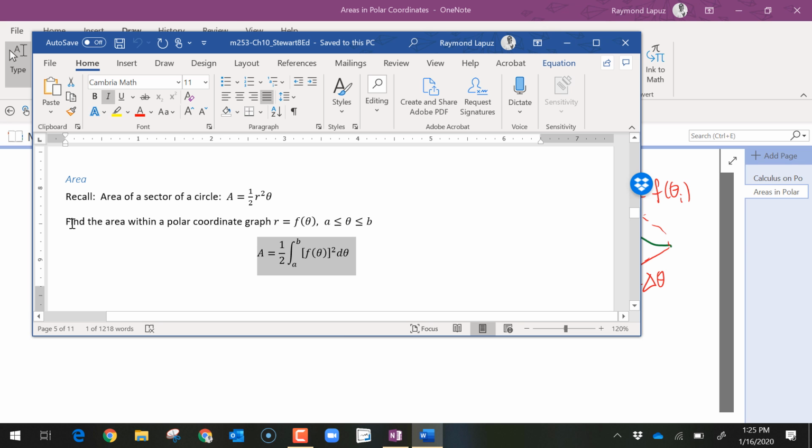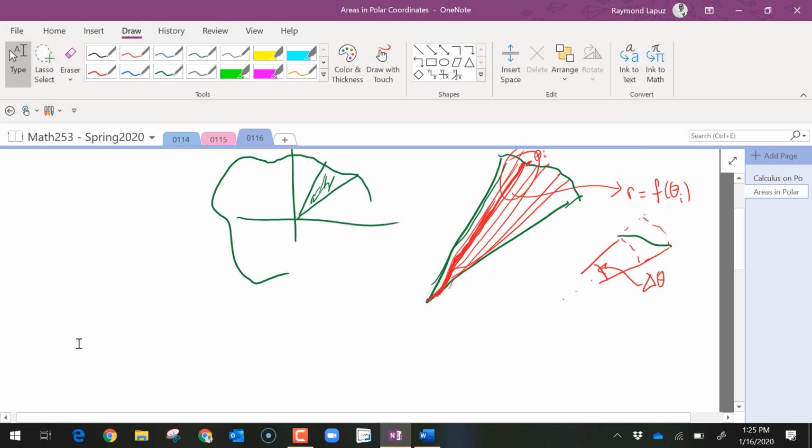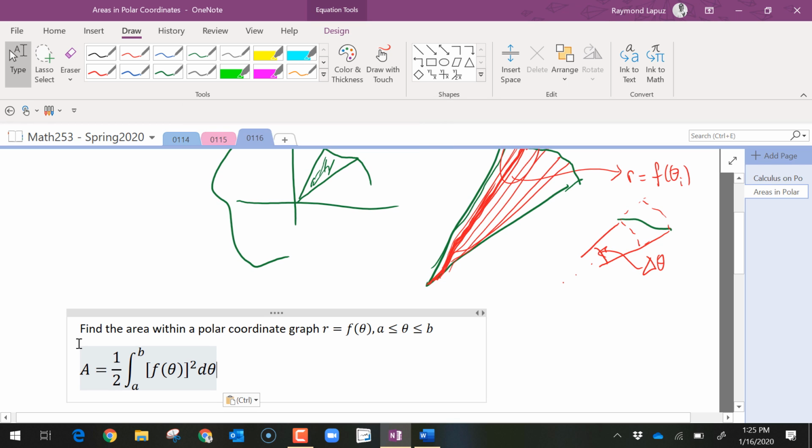So the area within a polar coordinate graph, r equals f of theta, for theta going from a to b, is going to be the 1/2, and then the r squared, which is f of theta squared, and then the angle, delta theta, which in an integral becomes d theta from the beginning to the end.